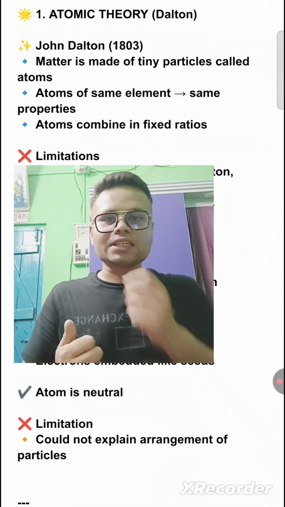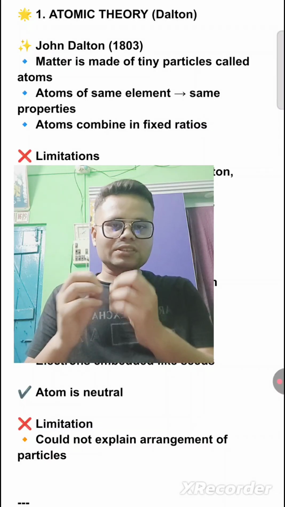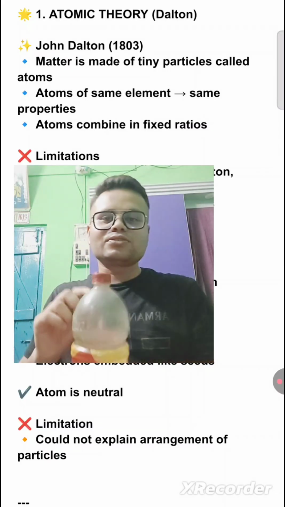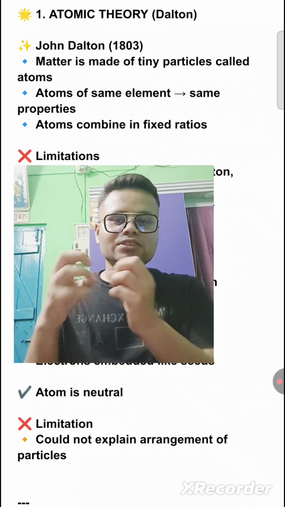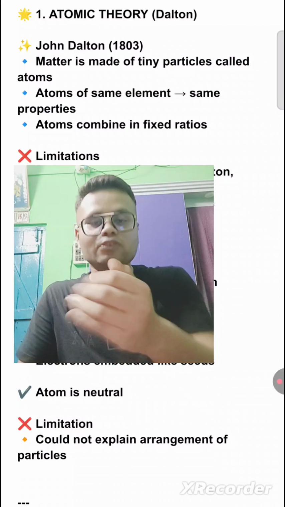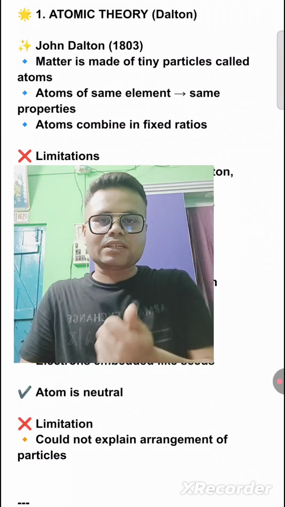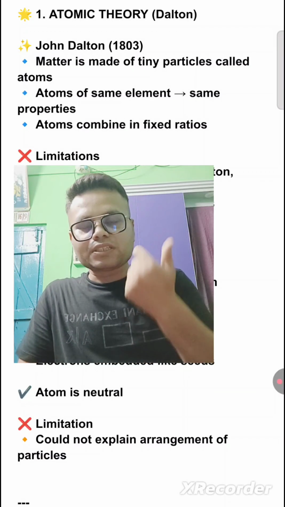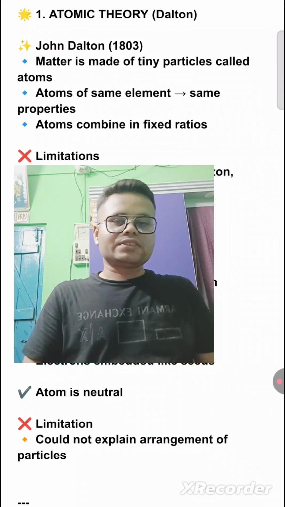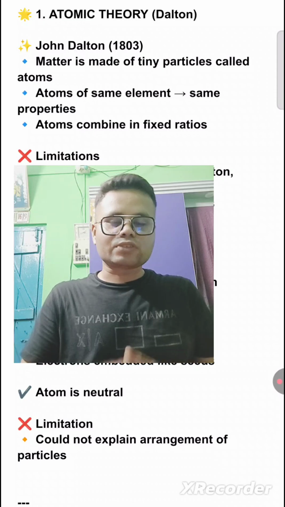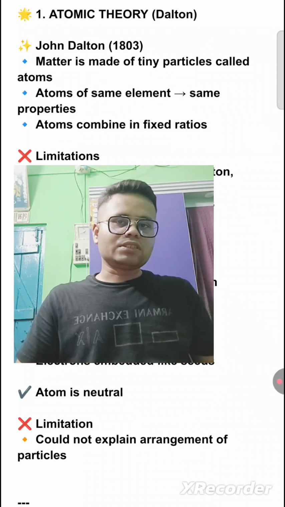So first of all, matter is made up of tiny particles called atoms. So all matter, for example, this is also made up of tiny particles, small molecules, including other atoms. Sorry, molecules, not atoms. So atoms of the same element have the same properties, and atoms combine in a fixed ratio. There is a fixed definite ratio in which they combine with each other. So these come under the atomic theory.